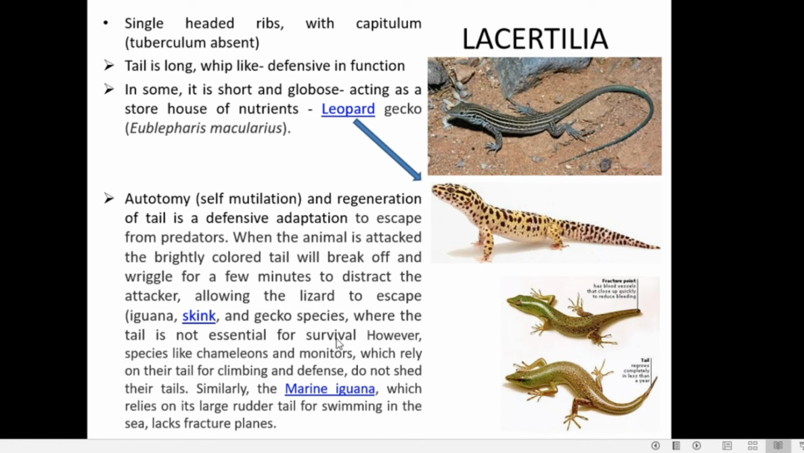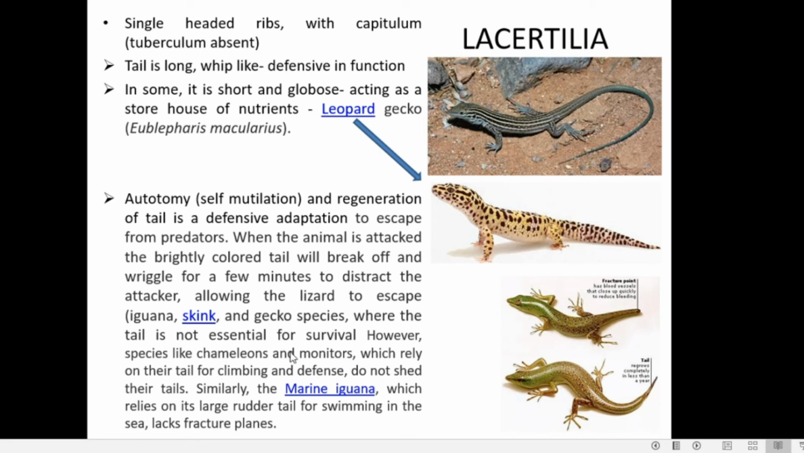In those organisms, the tail is not essential for survival. So, what happens is that on encounter with the enemy or the predator, they will just cut off the tail, it will wriggle down, and by that time they escape, and later the lost tail part will be regenerated.